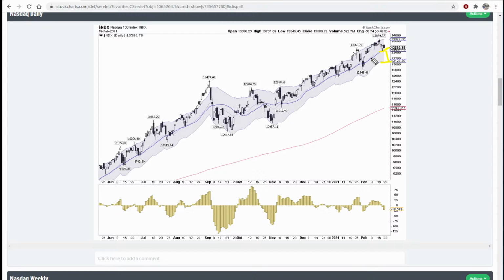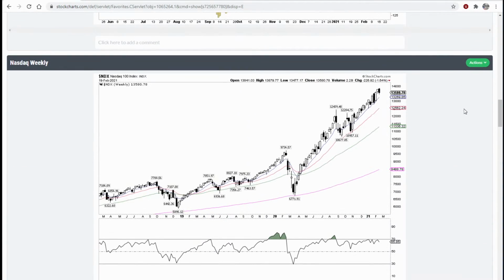If we go below last week's lows, Thursday's lows, if we break below that, we can go into 13,100 as a possible support on the Nasdaq. But once again, we need to see it.